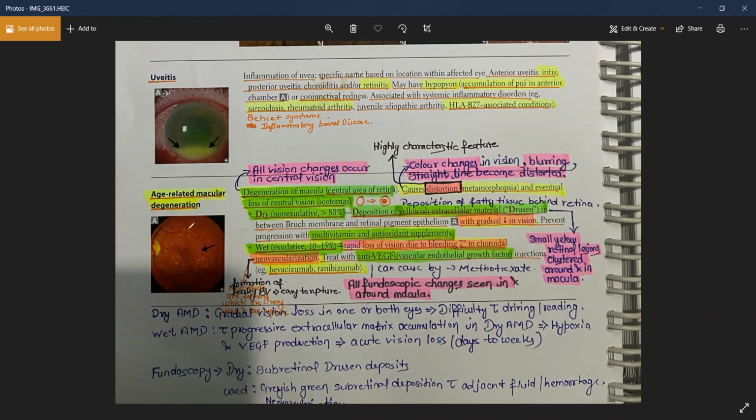And when they ask you where this kind of deposit is, it will be between the Bruch membrane and the retinal pigmented epithelium. In between the Bruch membrane and the retinal pigmented epithelium, these deposits will be there. So color changes, blurring, the straight lines becoming very distorted. These kind of symptoms you can expect in ARMD. Any doubt, please ask.